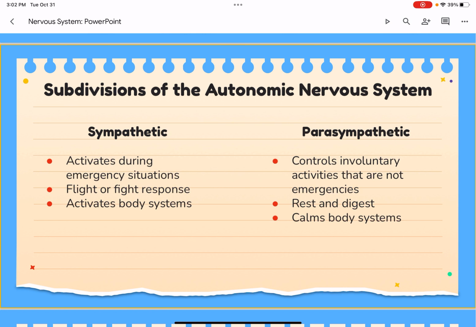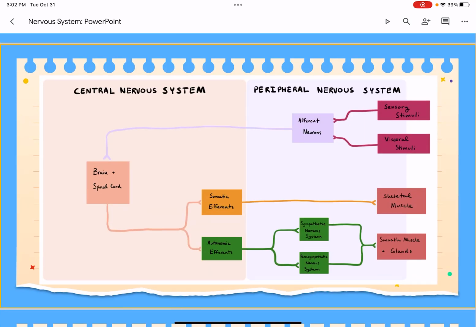You might be familiar with stories involving superhuman strength, such as a parent lifting a car off a child. These situations are an example of how the sympathetic nervous system works. Then you have the parasympathetic nervous system, which controls involuntary activities that are not emergency. So think of that as rest and digest. It calms the body systems. This picture shows how the nervous system is divided.